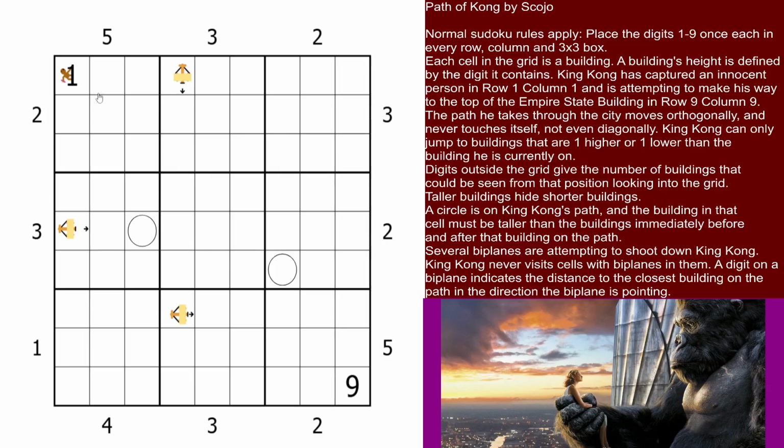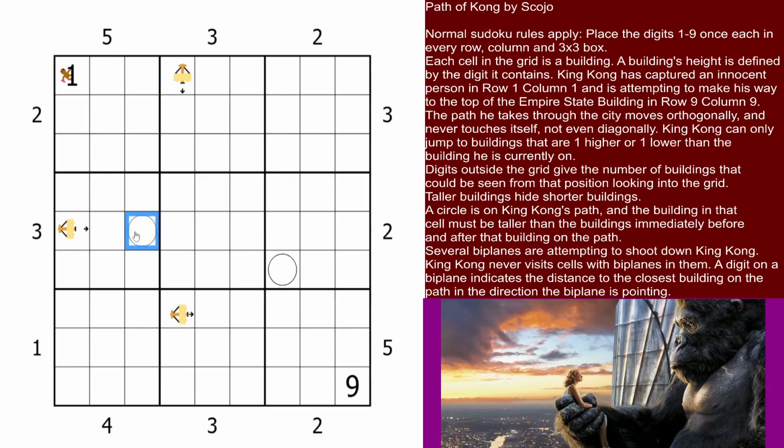So in short, let me just explain the rules. The rules are simple. We have to find the path from R1C1 to R9C9. The digits on the path should be either one more or one less than the previous digit. And then these are the building clues, the number of buildings you see. These outside clues 5, 3, 2, and whatever is outside the grid, those are the building clues.